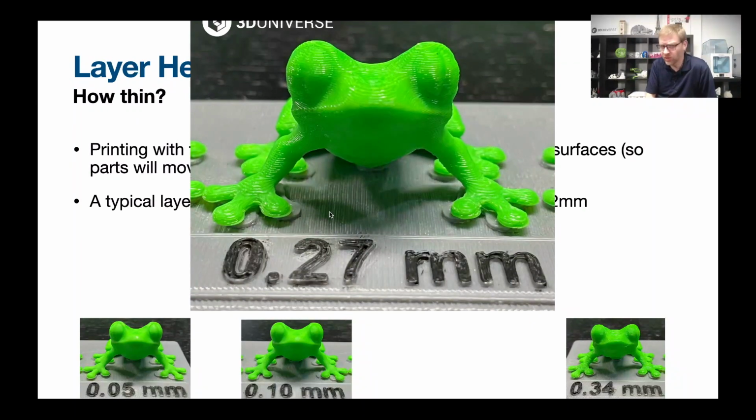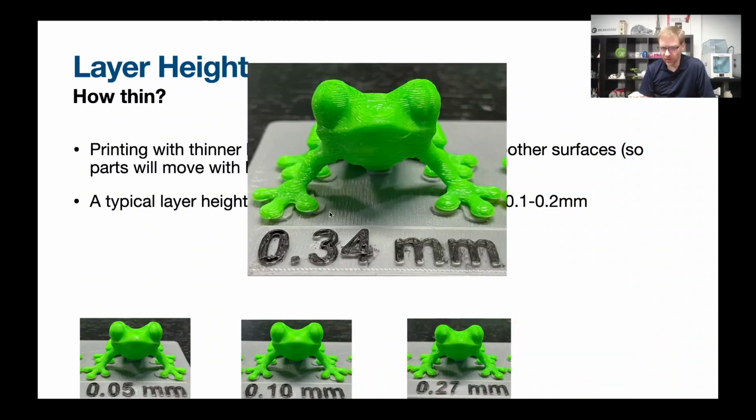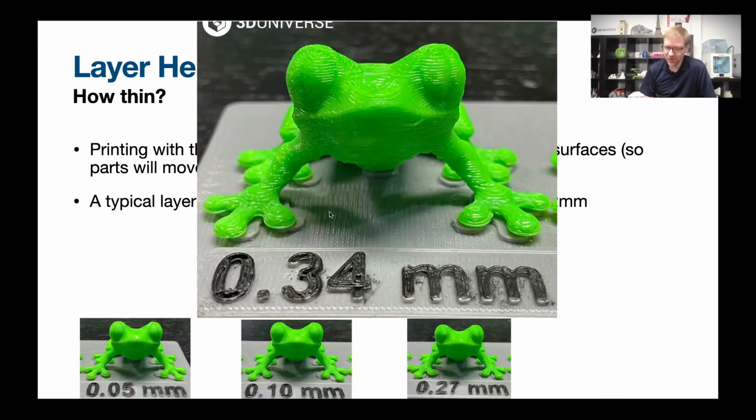There's a lot of ground in between there, but I just wanted you to see that when you go up over the 0.2 range, you really can start to see the layers. And just to give you an example of pretty much the thickest you could do with a 0.4 nozzle, this was a 0.34 millimeter print, and it was kind of just able to get away with it. And this is, as you can see, a pretty low quality print at that point.